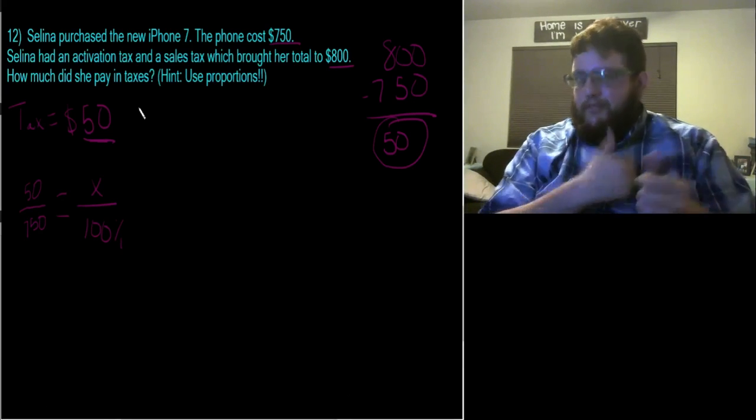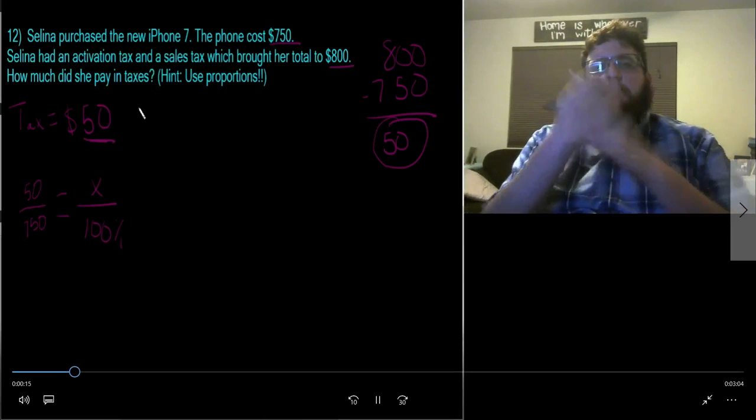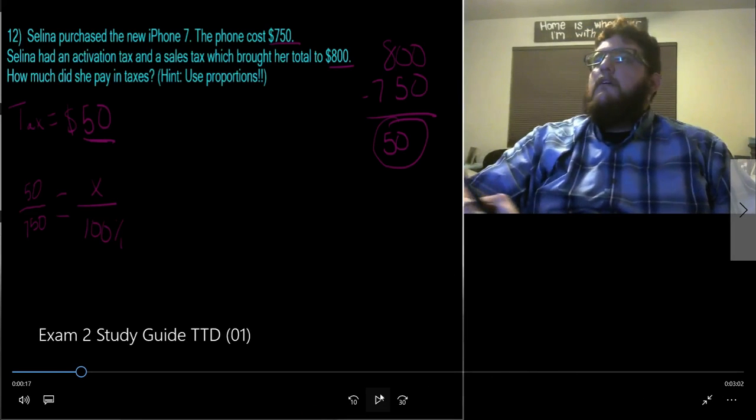Selena purchased a new iPhone. The iPhone cost $750. Selena had an activation tax and a sales tax, which brought her total to $800. How much did she pay in taxes? Hint, use proportions. As you can see on the right there, I've got 800 minus 750, which is 50, which is the dollar amount. But now we're going to use proportions to figure out the percentage.